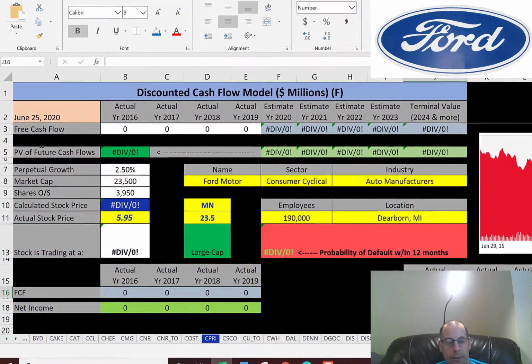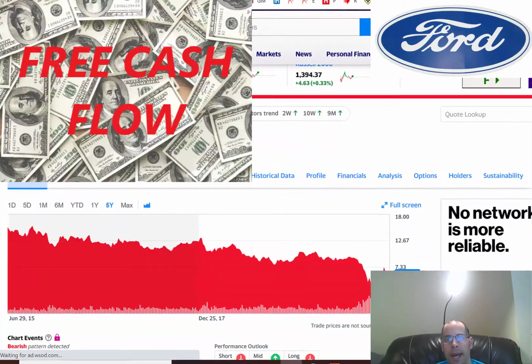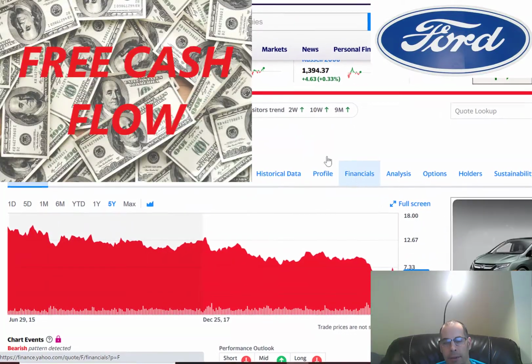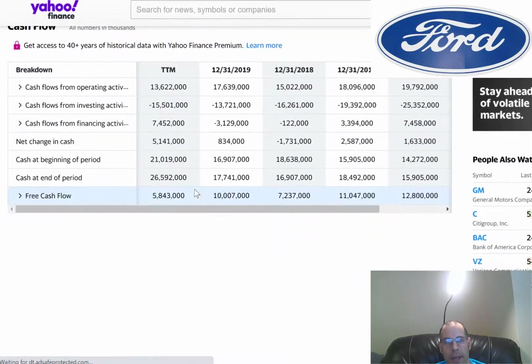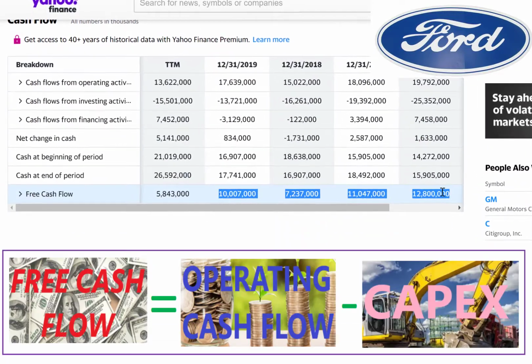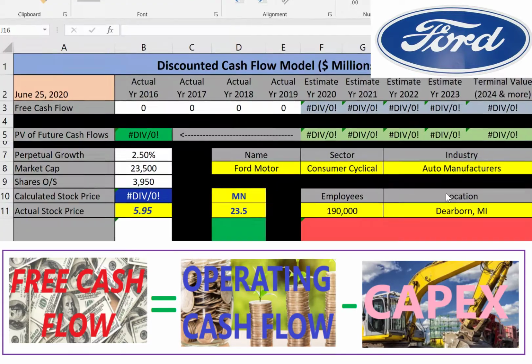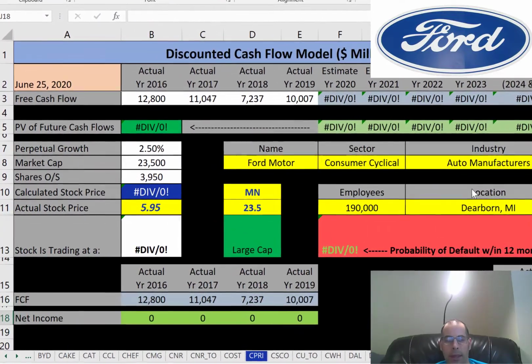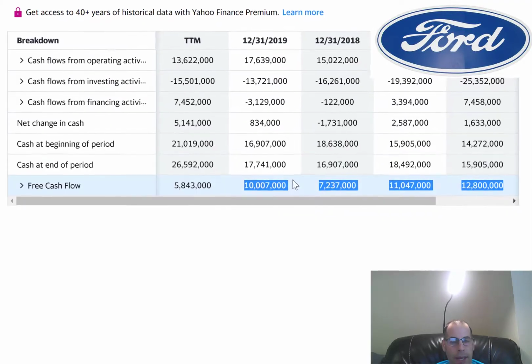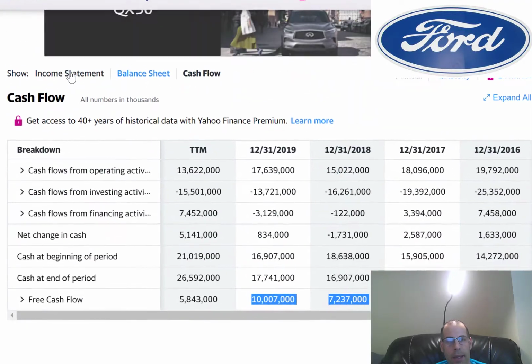Next we're going to get the free cash flows, and this is the cash that's remaining after operating the company minus capital expenditures. This is how you calculate the value of a company. You estimate the future free cash flows and then discount that number back to today's value. That's exactly what we're doing in the video today.